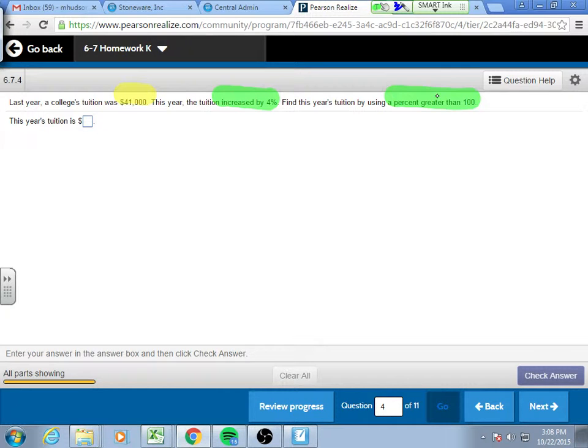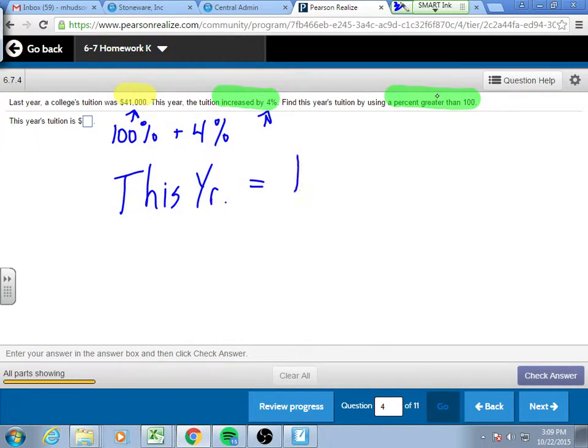So, last year's tuition was 100%. If we increase by 4%, that tells you to just add 4%. So this year, their tuition will be 104% of last year.